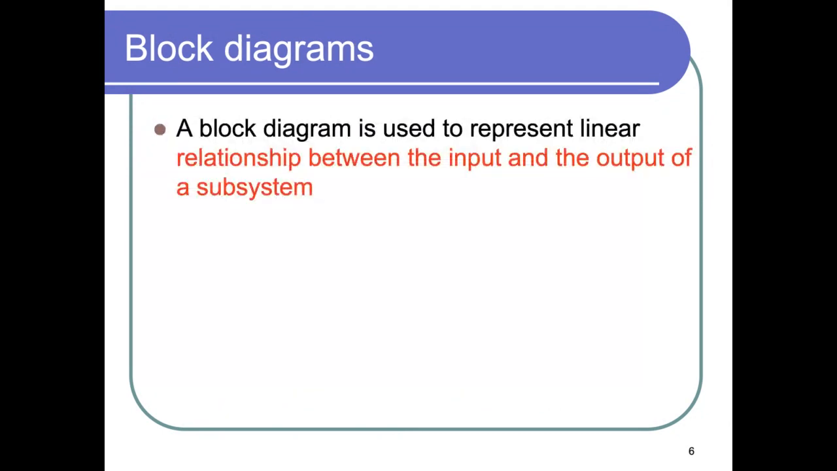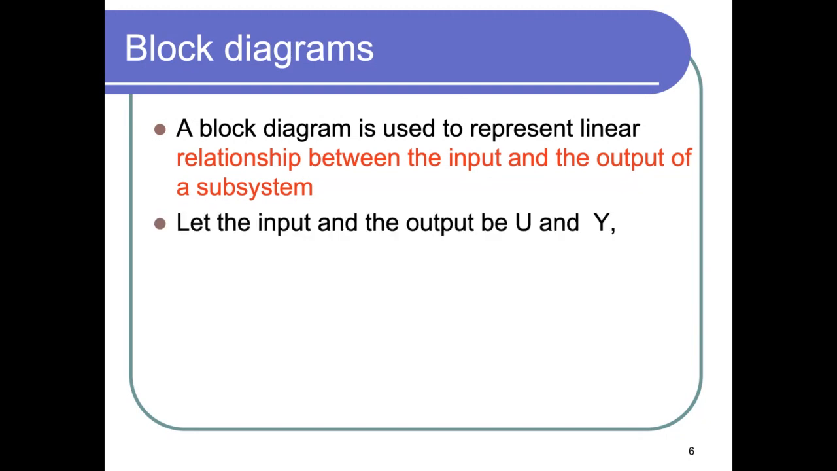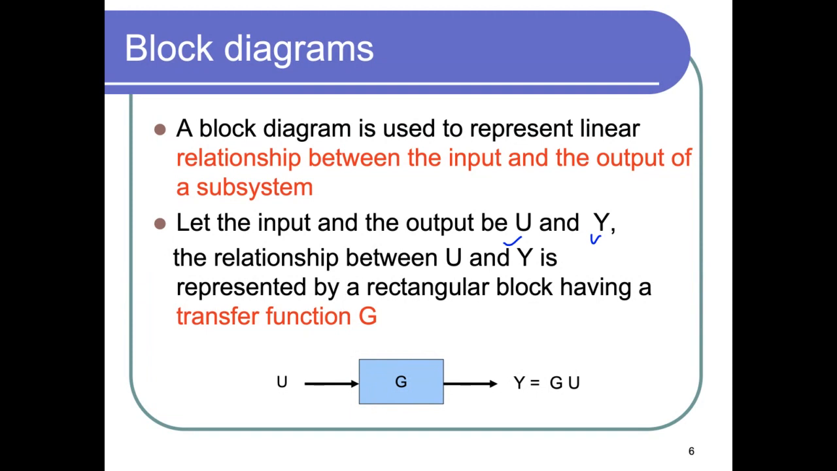So a block diagram is used to represent linear relationship between the input and the output of a subsystem. Let the input be U and let the output be Y. So we use U as an input, we use Y as an output. Then the relationship between U and Y is represented by a rectangular block having a transfer function G. So if this is a unit step, then Y is just equal to G over S. And if I can know the inverse Laplace transform of it, I get what's called the step response of the system, which captures how the system will behave for a given step input.